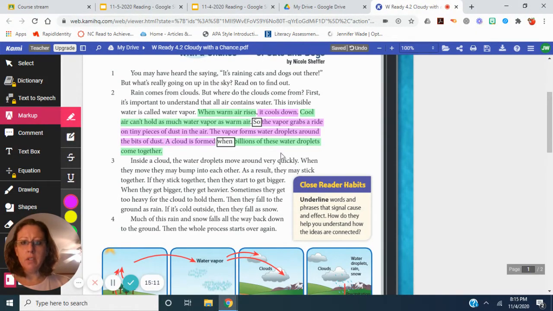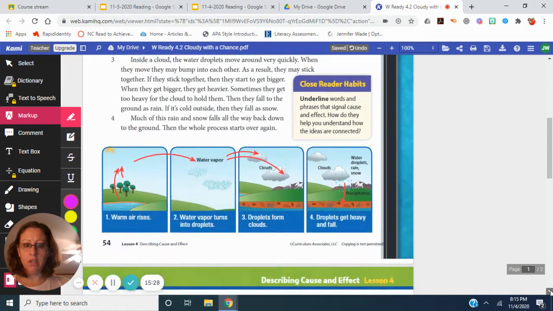Now notice this time it's in the opposite order. The effect is before the cause in our sentence. So make sure you're paying attention to the signal words. Okay? Let's go ahead and type "a cloud is formed" in our chart.